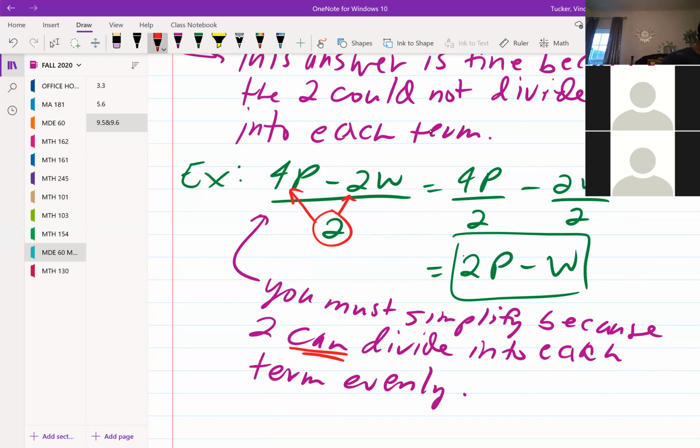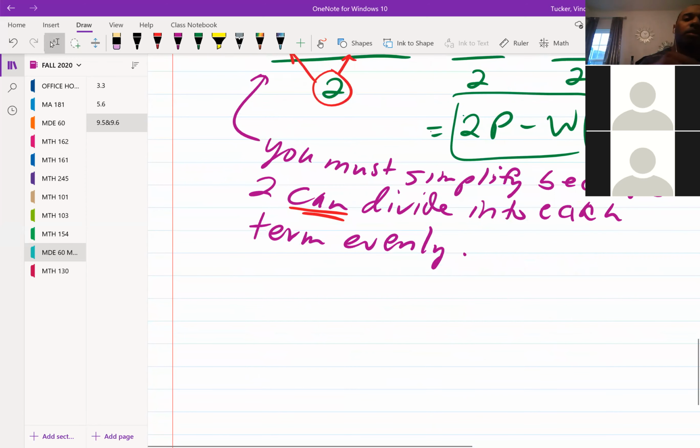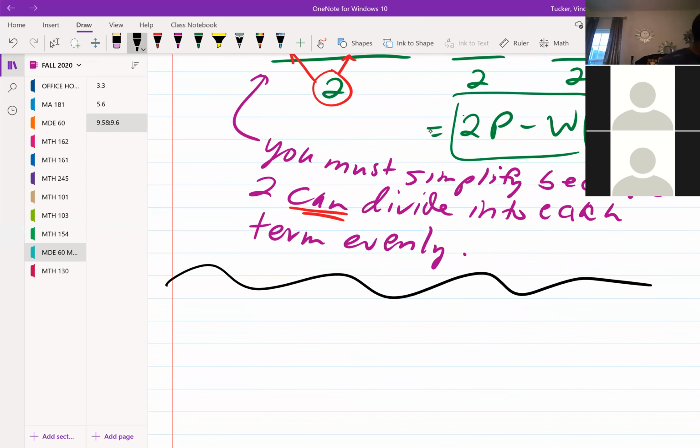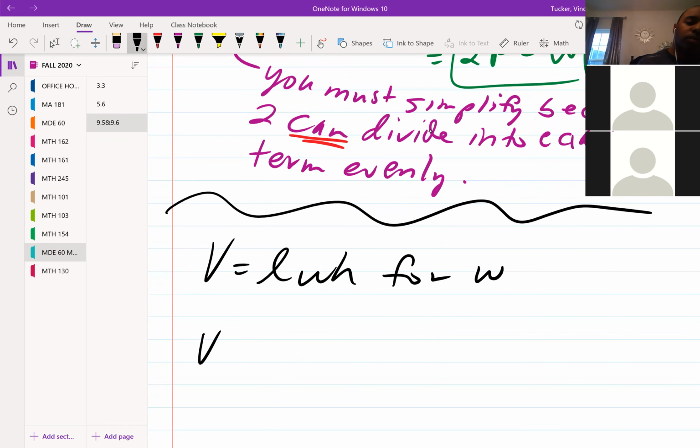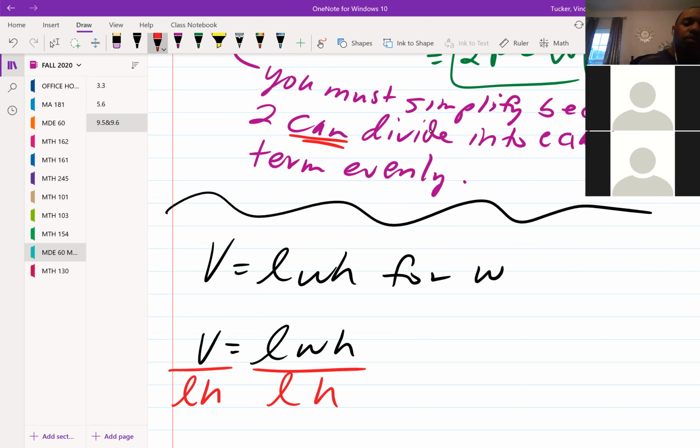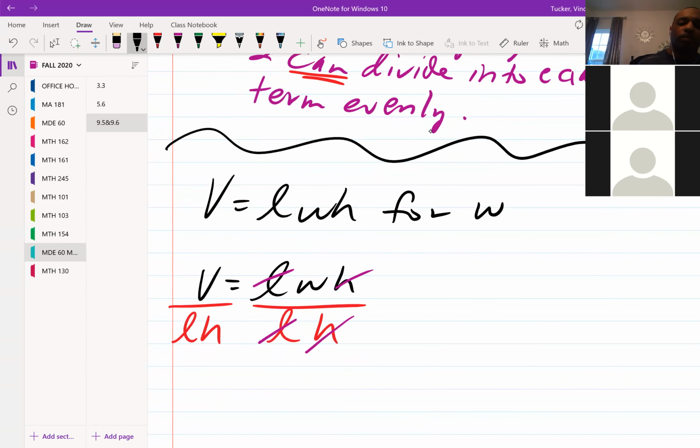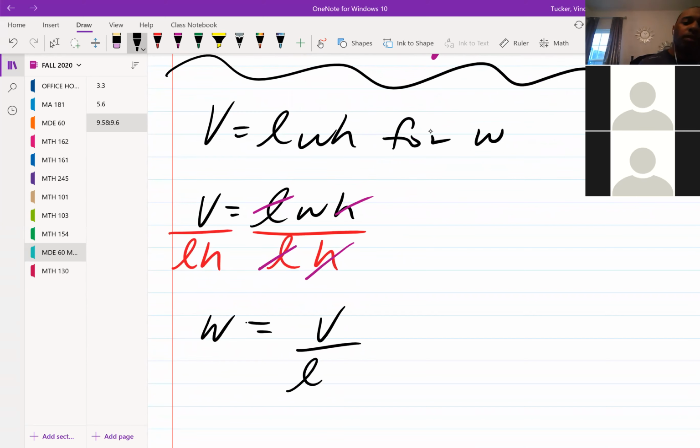All right. Let's do one more. I'm going to solve for, if we had V equal to L times W times H, and we want to solve for W. All of that is multiplication. So we can just divide both sides by LH. L's cancel, H's cancel. And whoa, W is equal to V over LH.